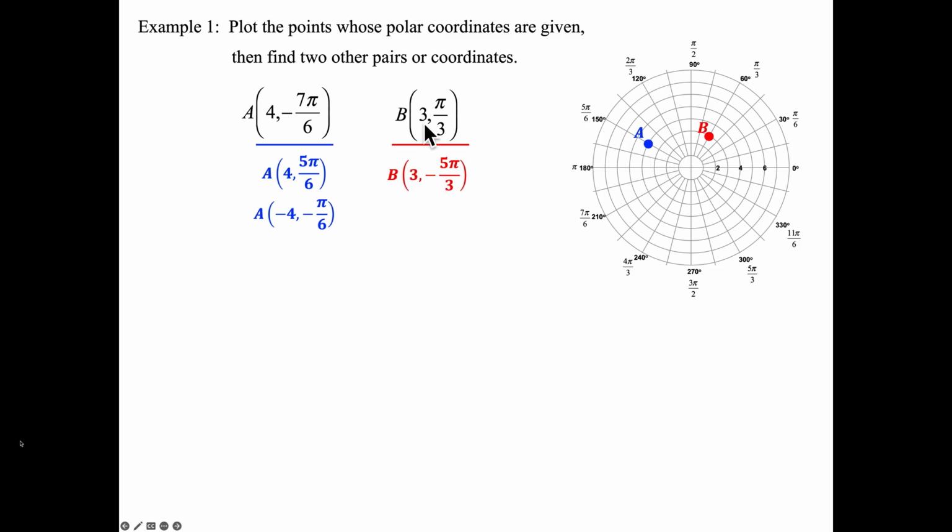If we want to make the r negative, then subtract pi or add pi to either one of these two. So I opted to subtract 3 pi over 3 from pi over 3 to get a negative 2 pi over 3. Or if you want, I could have said, well, we added pi to negative 5 pi over 3 to get to negative 2 pi over 3.